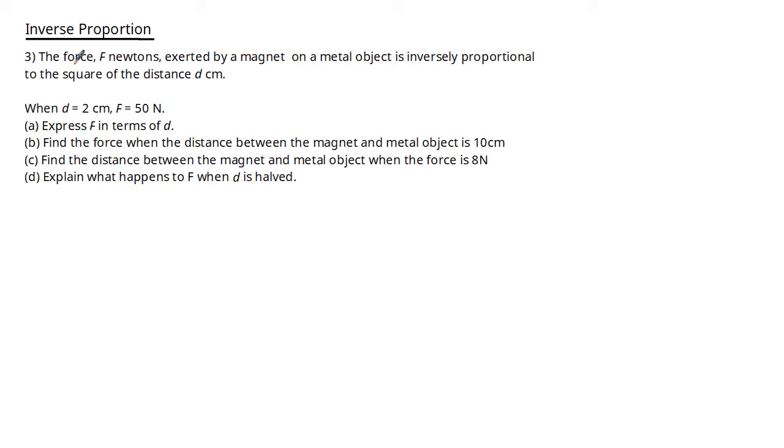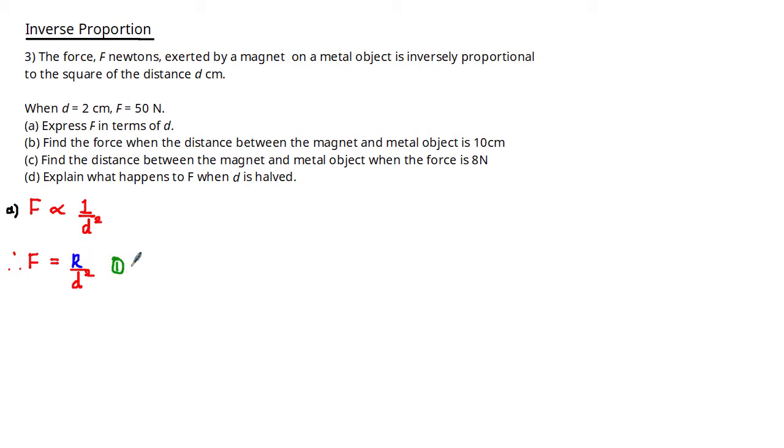Okay, so we've been given information about the relationship between 2 variables, F, the force measured in newtons, and d, the distance measured in centimeters. And we're told that F is inversely proportional to the square of d, and therefore we can write F ∝ 1 over d squared. Therefore, F is equal to k over d squared, where k is a constant to be found, and we can call this equation 1.